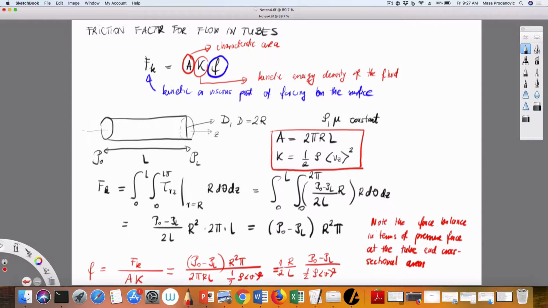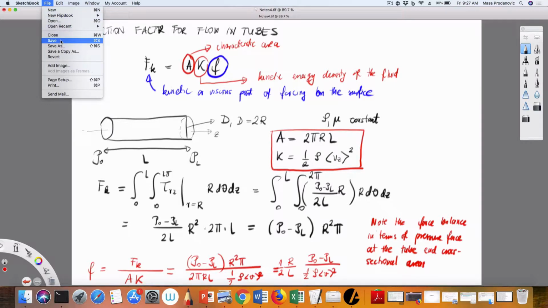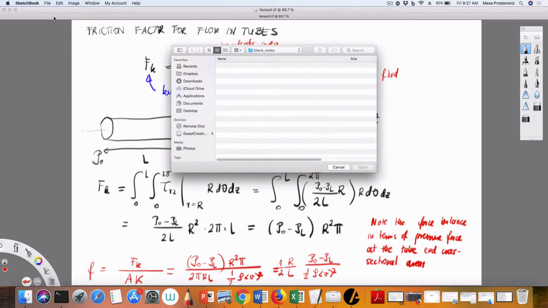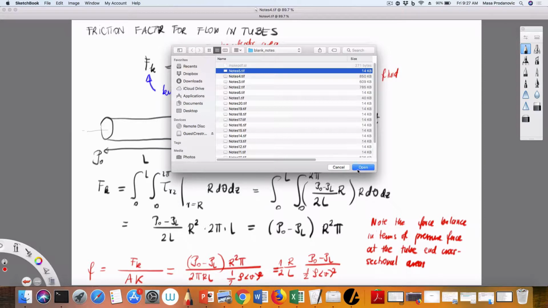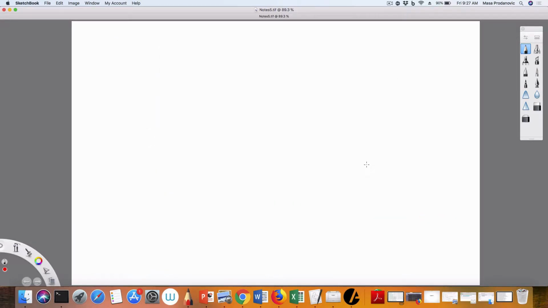Let me see. Yes? The number before R over L, it should be 1/2. Yes, 1/2, because I have 1/2 in my definition. So that is Fanning, and sometimes it's also expressed in terms of the diameter.